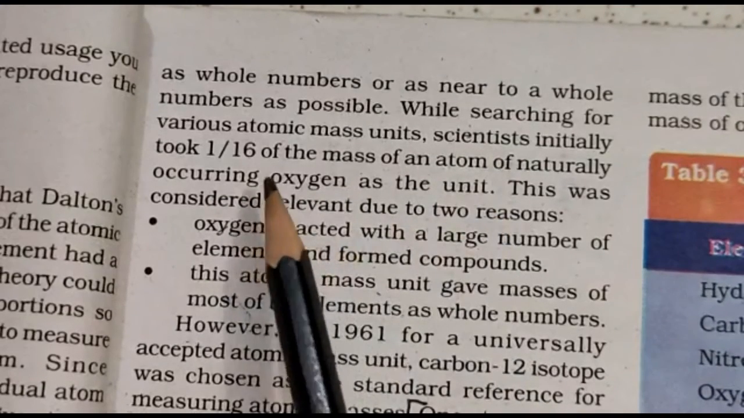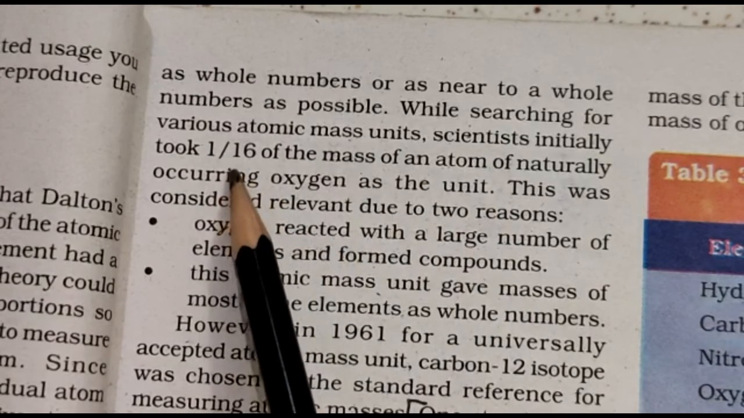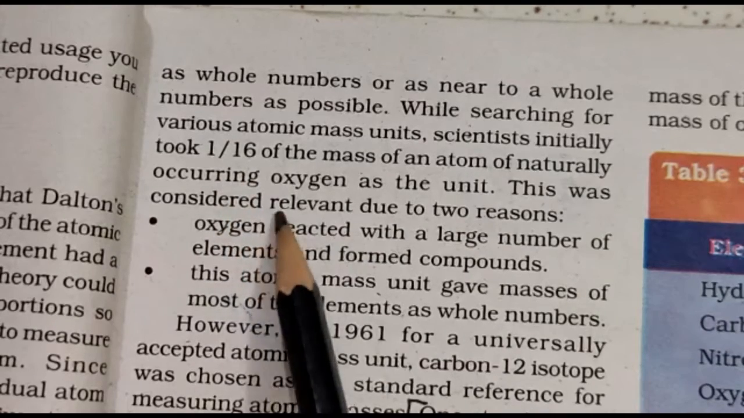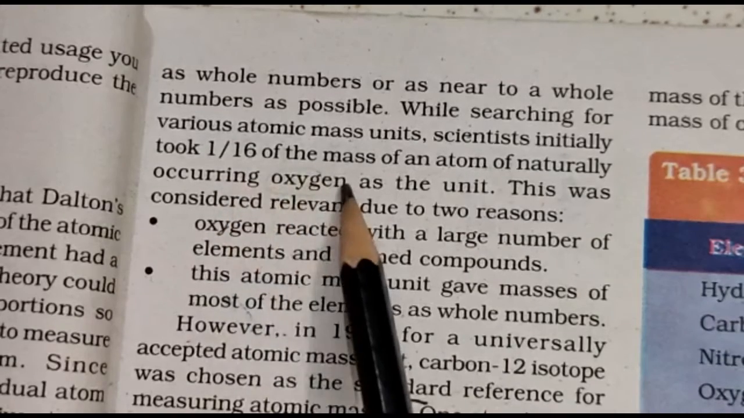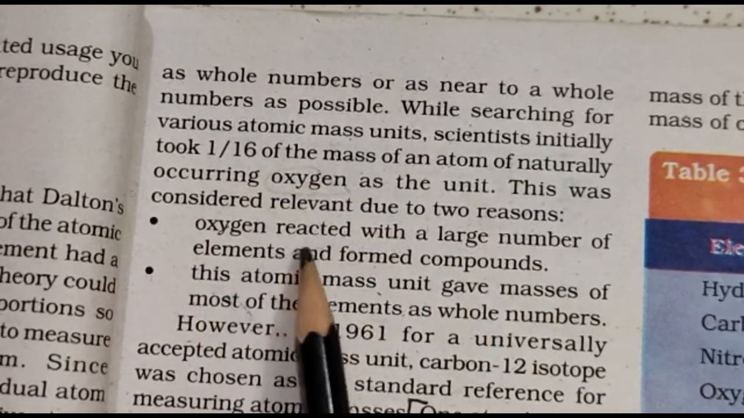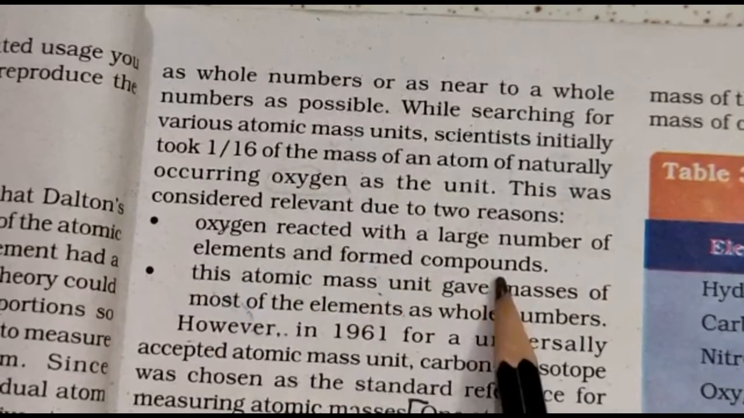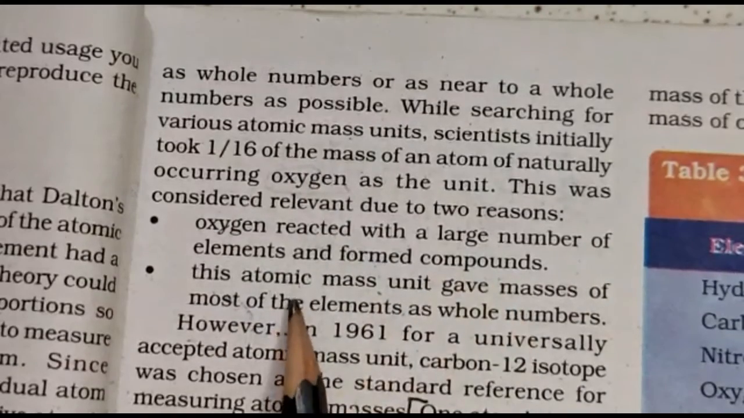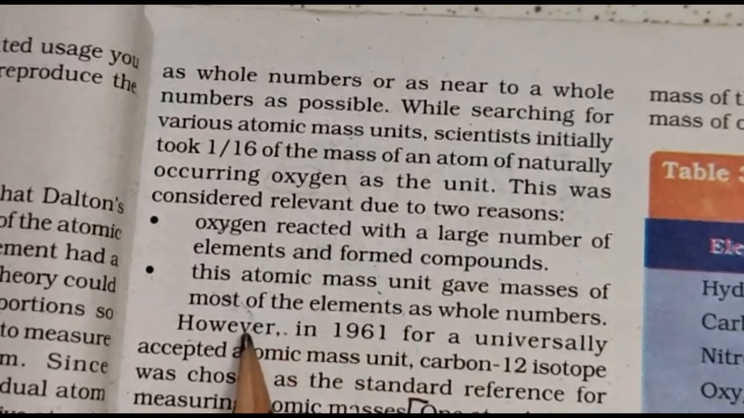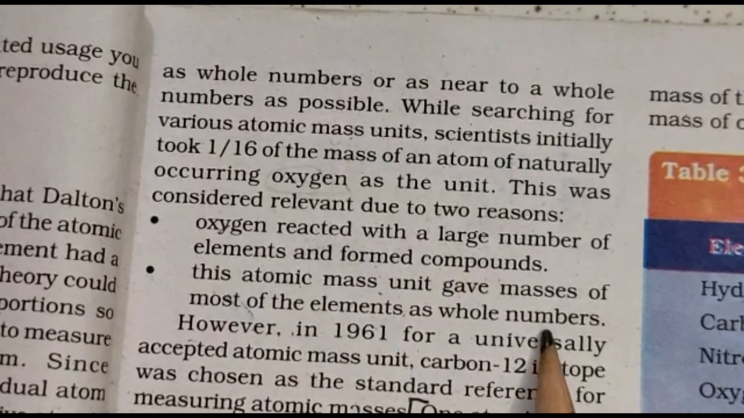Clear, no? So oxygen's atomic mass was 16, and 1 by 16 of it will be 1 unit. Okay, why did they choose oxygen? Because of these two reasons. First, oxygen reacted with a large number of elements and formed compounds. And second, this atomic mass unit gave masses of most of the elements as whole numbers. Clear?